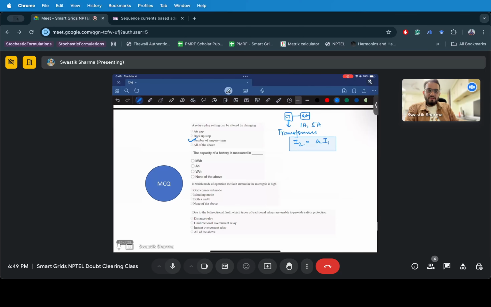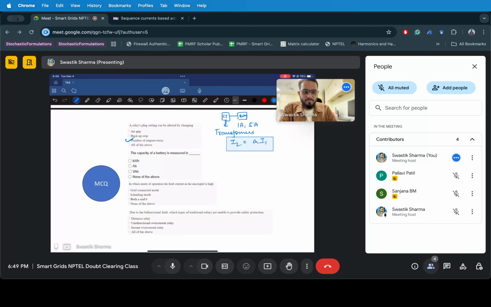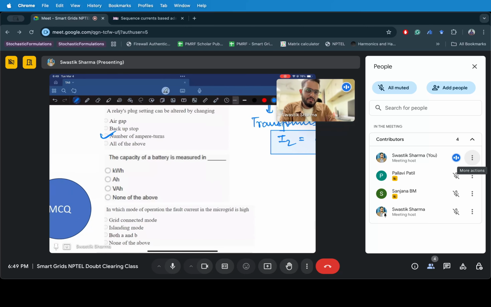The next, capacity of a battery is measured in. This is very easy. I want someone to answer, don't be shy. What is the capacity of a battery measured in? This was discussed today. So it's ampere hours.